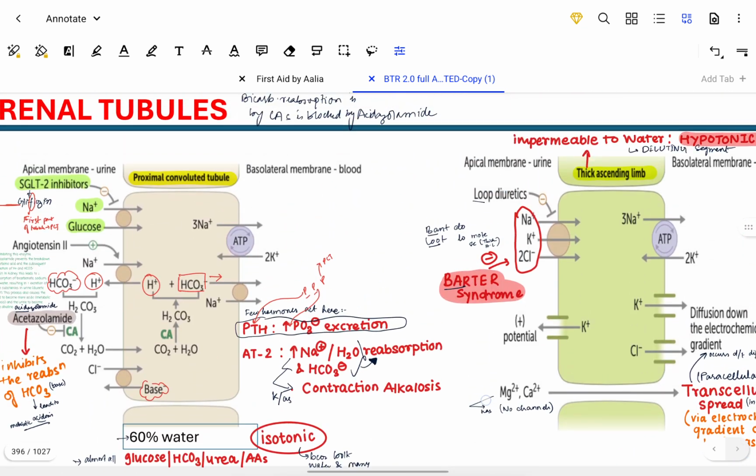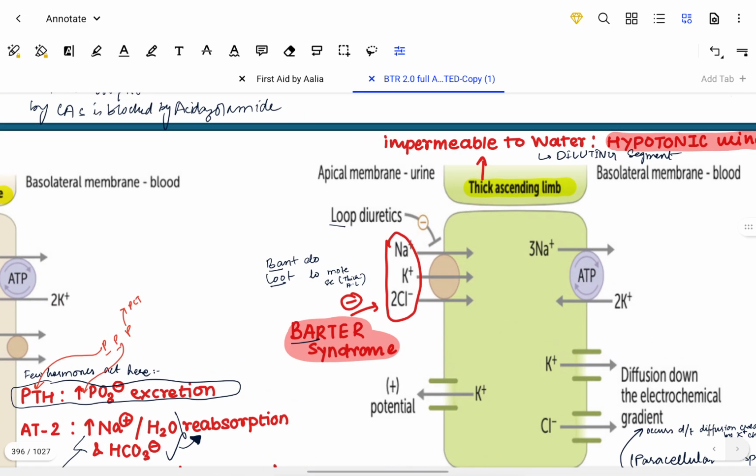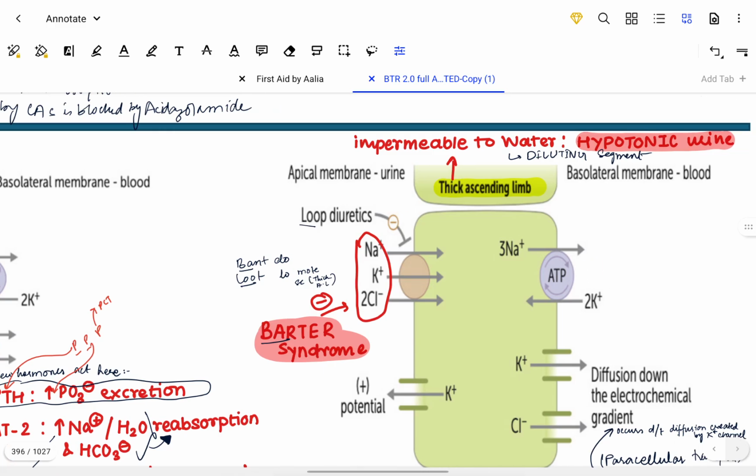Now we have the thick ascending loop of Henle. The thick ascending limb is the ascending part. Now it is impermeable to water, so there will be no reabsorption of water from this segment. So the urine will become hypotonic, because solutes are being reabsorbed but the water is not. Solutes decrease, the solvent is still the same, so it becomes hypotonic urine.